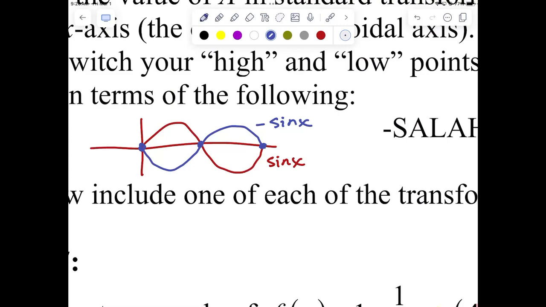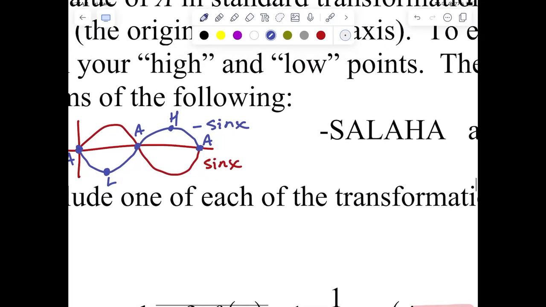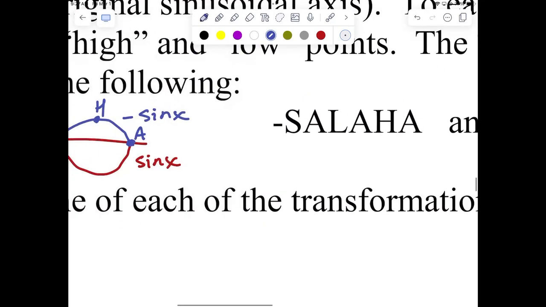They switch, don't they? On sine, the high point becomes a low point, and the low point becomes a high point. So it's axis, low, axis, high, axis. You have these bizarro twins to sine: if there is a negative in front of sine, it becomes negative sine.